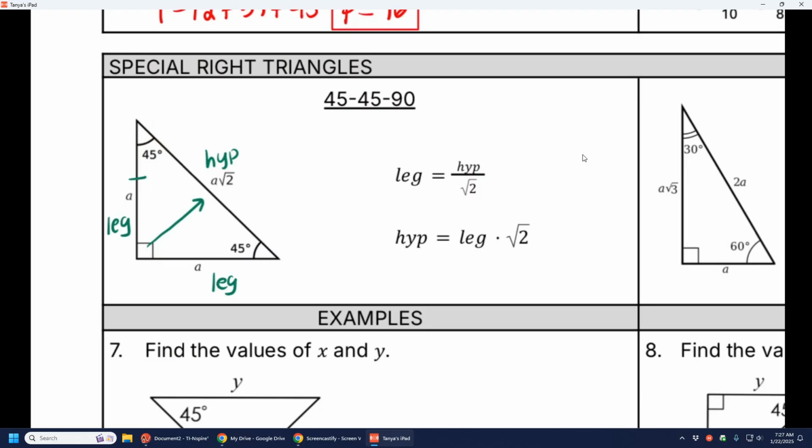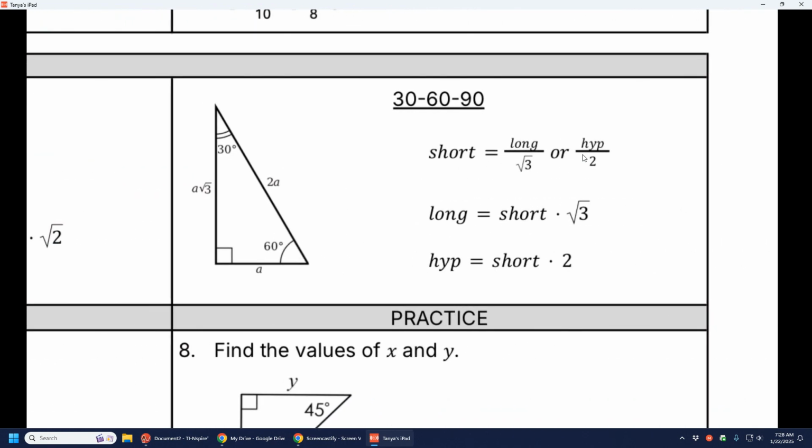And then the cool thing about 45, 45, 90 is both legs are the same. So this tells you if the leg is A, the hypotenuse is A times square root of 2. So see that same formula? I wrote it in words. The hypotenuse is the leg times square root of 2. But say you were trying to go backwards. The leg is the hypotenuse divided by square root of 2. Okay, the other right triangle that we had was a 30, 60, 90. This one, all three sides are different.